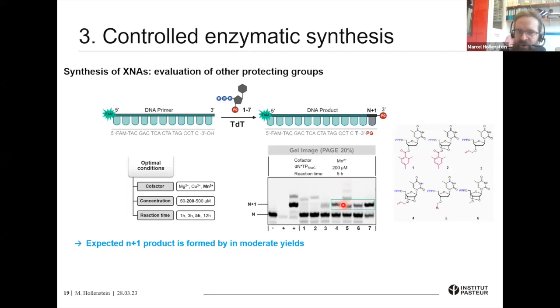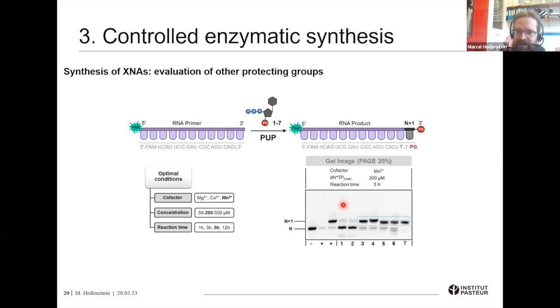There's one notable example where this is not the case. It's with a polymerase called polyuridine polymerase, PUP, where actually we have clean and efficient production of the expected product. And so we're continuing to work on this to have more potent chemically modified nucleotide analogs.